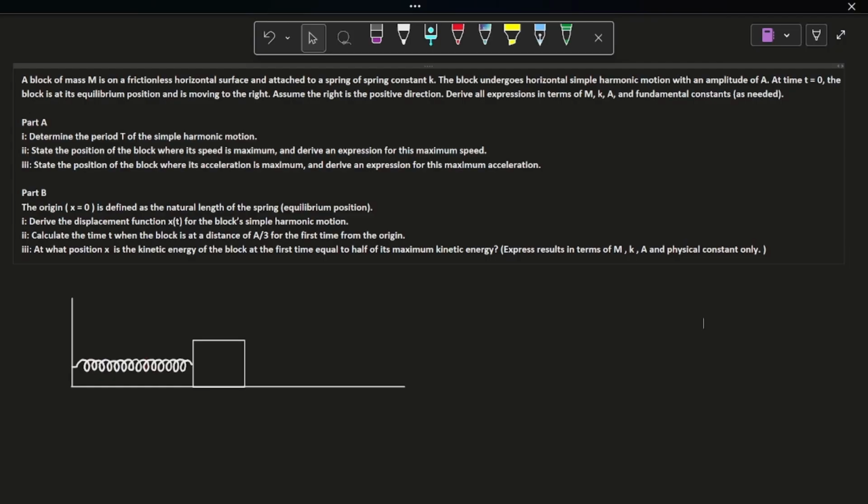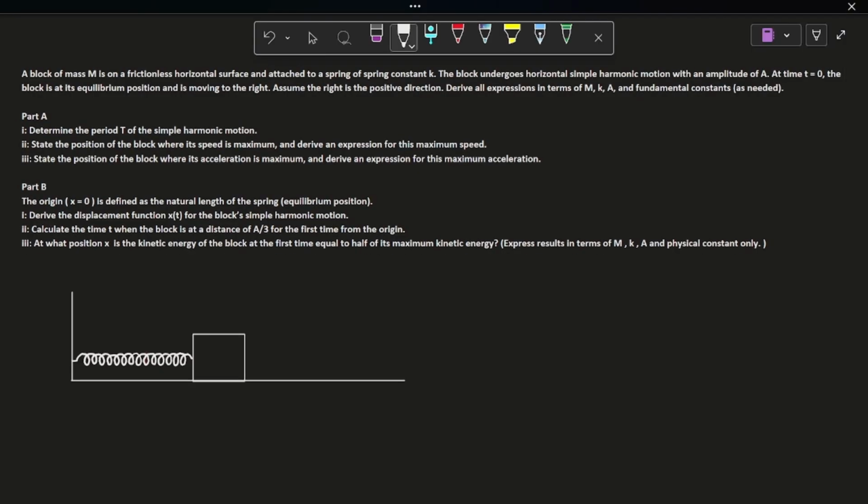Part B. The origin, axis 0, is defined as the natural length of the spring, the equilibrium position. 1. Derive the displacement function x(t) of the block's simple harmonic motion. 2. Calculate the time t when the block is at a distance a divided by 3 from the origin for the first time. 3. At what position x is the kinetic energy of the block for the first time equal to half of its maximum kinetic energy?